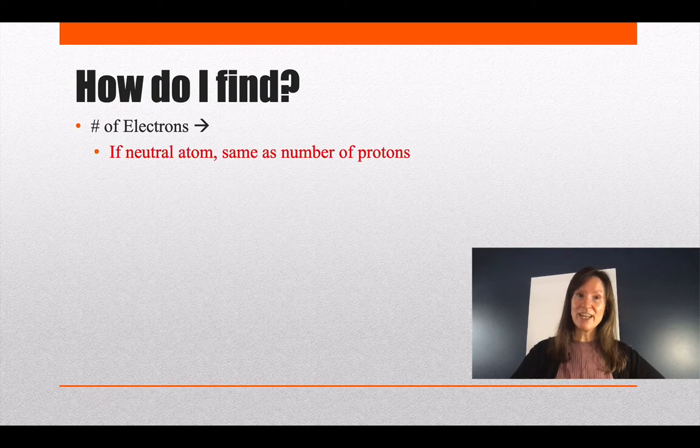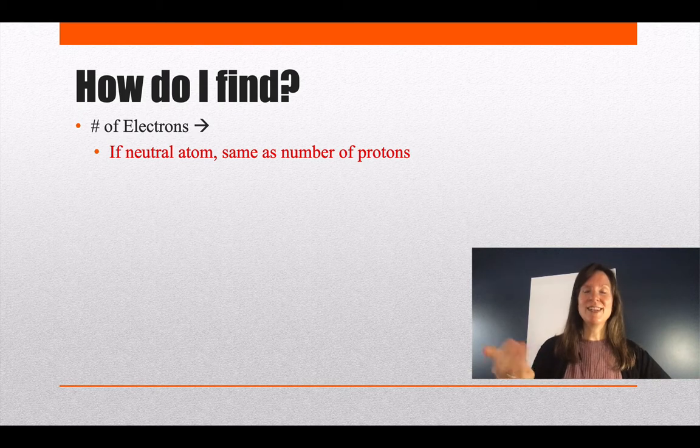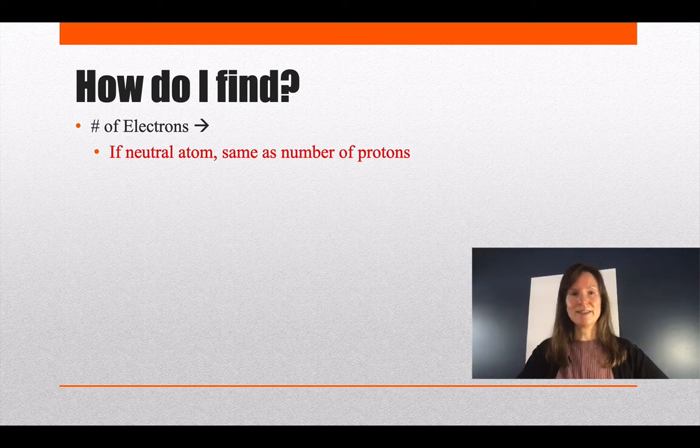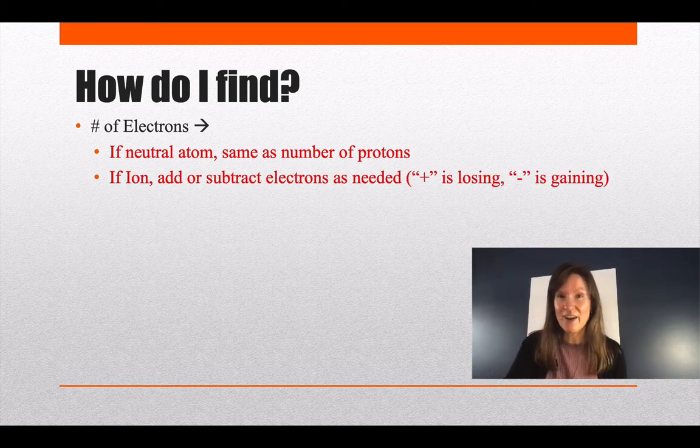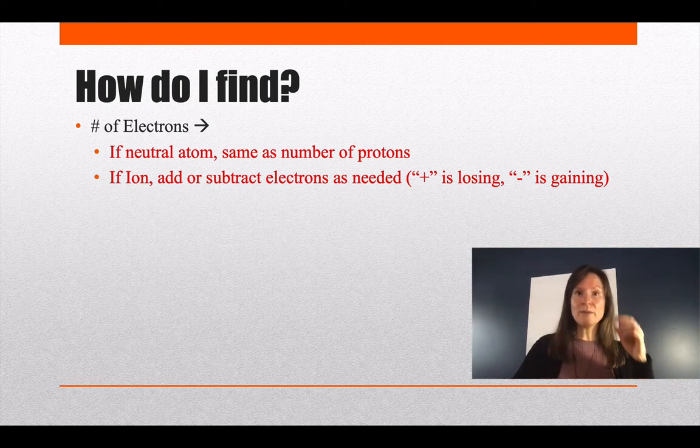How do I find the number of electrons? Well, there are a couple different ways. It's not on the periodic table, but if you see a problem that says your atom is neutral, then it's the same as your number of protons. So neutral means the number of pluses, your protons, equals your number of negatives, your electrons. If it's an ion, on the other hand, so it gives you a charge symbol as part of the problem, then you would add or subtract electrons as needed.